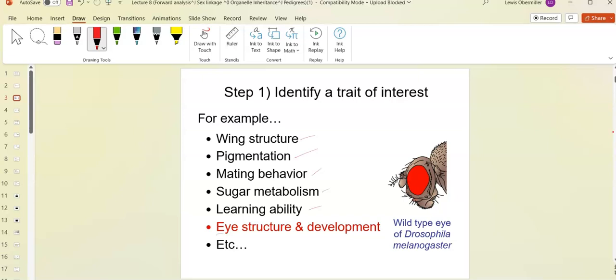Or, we're focused on eye structure right now, but it could be any kind of gene, anything that you're interested in. So you're going to try to induce mutations that cause something different from the wild type into your organism of interest.